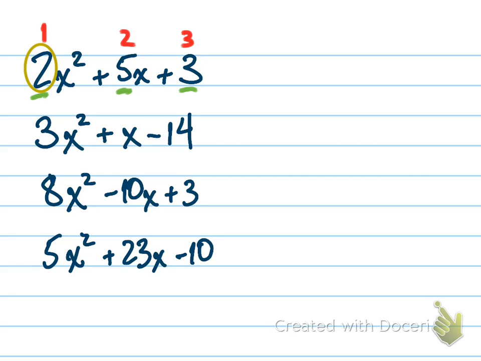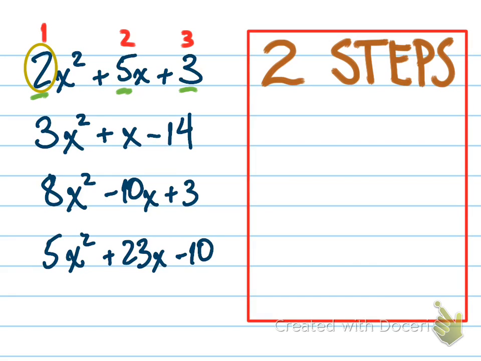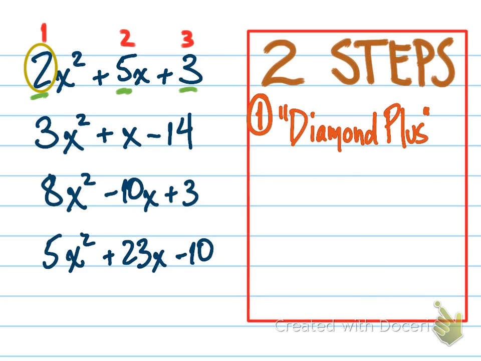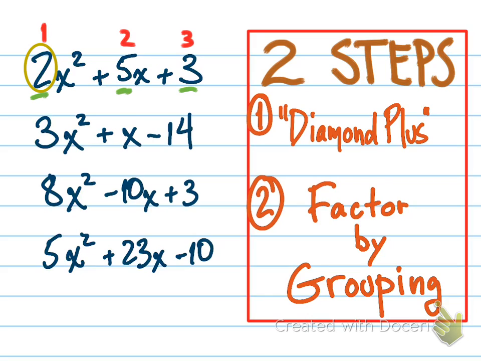These are tricky, and so we are going to use essentially a two-step process to factor them. All right, the first step is something that I'm calling the diamond plus. It's using a diamond like we've used to factor simpler quadratics, but we use it in a little bit different way. So it's like the diamond, but it's a little bit extra. All right, and the other part of this process is factoring by grouping.